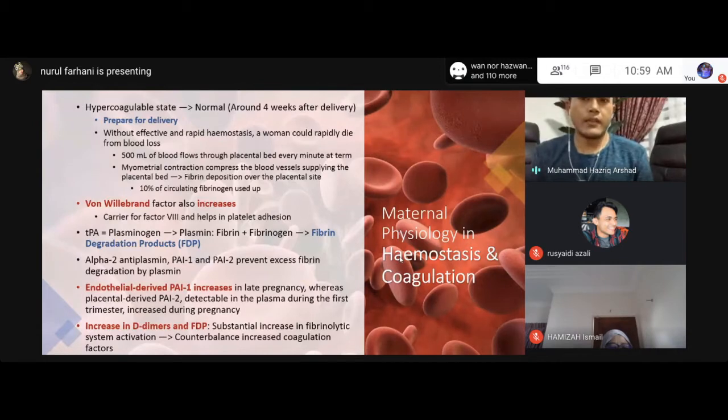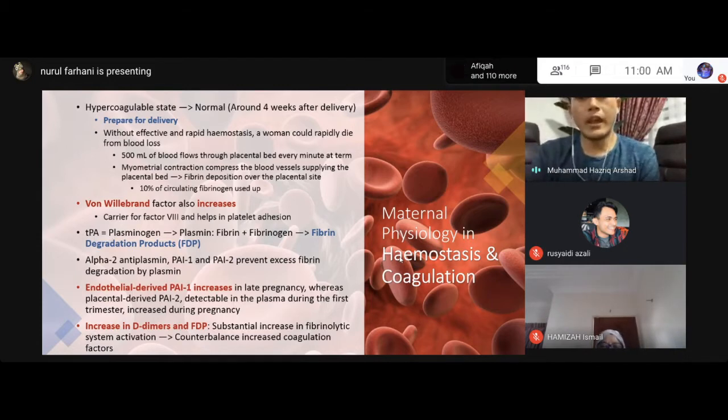There is about 500 ml of blood flow through the placental bed every minute at term. And during that time, there is myometrial contraction. It will compress the blood vessels supplying the placental bed, and there will be fibrin deposition over the placental site. It uses about 10% of circulating fibrinogen, and that's why there will be an increase in fibrinogen.